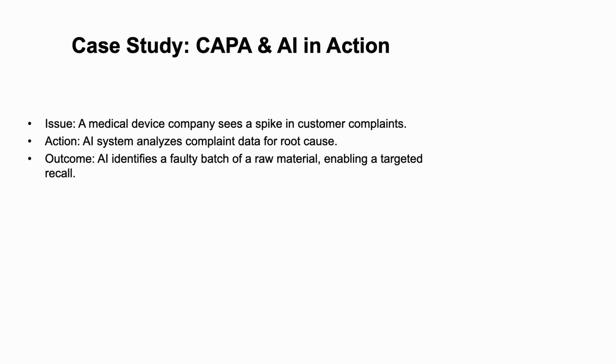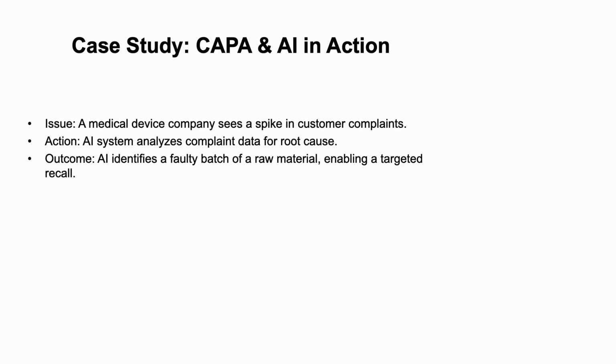Let's explore a practical example of how the corrective and preventive action, CAPA, subsystem can be enhanced by AI. A large medical device company that produces surgical tools begins to receive a higher than normal volume of customer complaints about a specific product. The quality team manually reviews the complaint records, a process that is time-consuming and often fails to identify the underlying cause. The team suspects a manufacturing issue but can't pinpoint it.